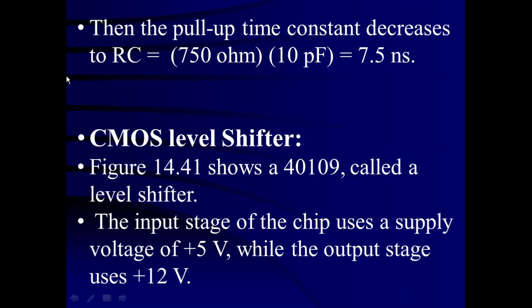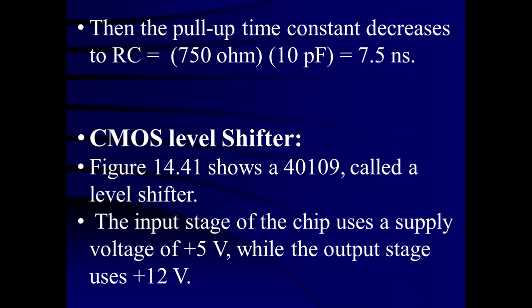There is a third method, and that third method is that we utilize a CMOS level shifter. There is a CMOS IC available, the 40109, which is called a level shifter. It will shift the level from the output of the TTL, which may be from 2.4 volt to 5 volt, to the required level for the CMOS. That is, CMOS may be working at 12 volt, so that is going to be possible using this CMOS level shifter IC.